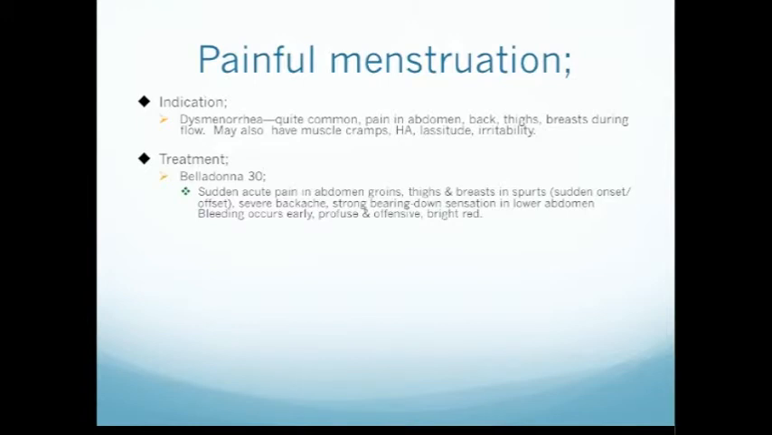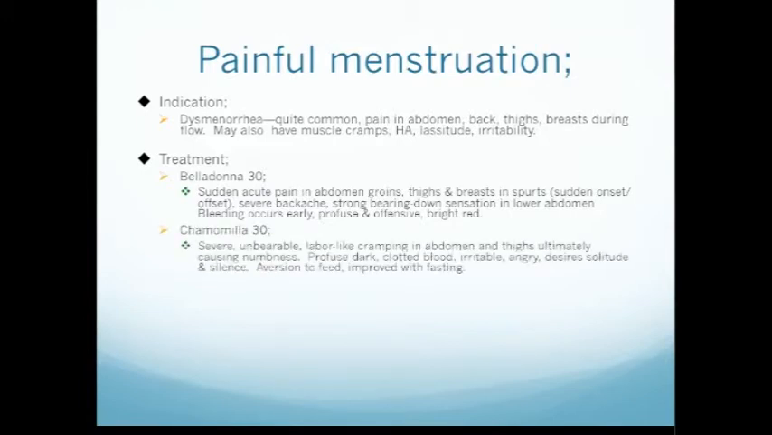There may be severe backache, a strong bearing down sensation in the lower abdomen. Bleeding occurs early, is profuse, offensive, and bright red. For Chamomile 30, this is good for severe, unbearable labor-like cramping in the abdomen with radiation to the thighs, ultimately causing numbness. There may be passage of profuse, dark, clotted blood and an irritable, angry flow. The patient desires solitude and silence. There is an aversion to eating. It's improved with fasting.